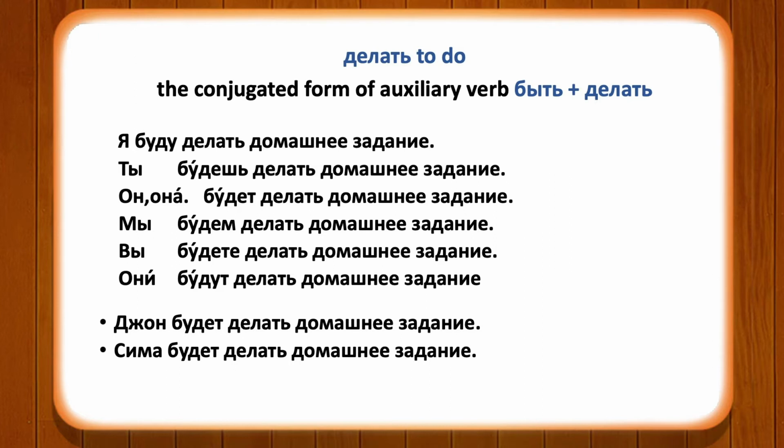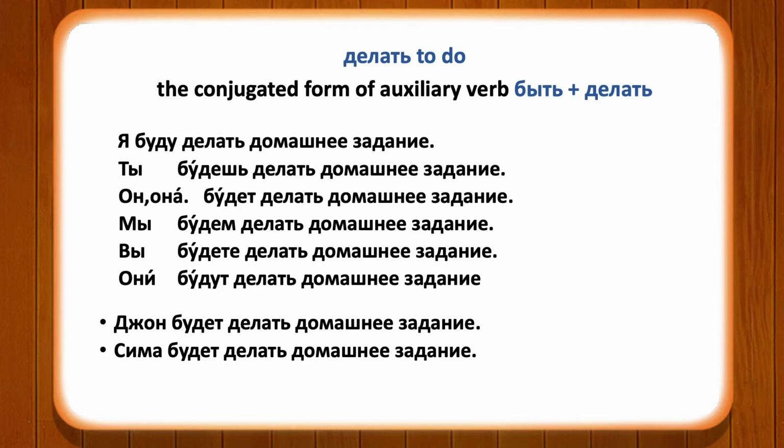Вы будете делать домашнее задание. You will be doing the homework or you will do the homework. Они будут делать домашнее задание. They will be doing the homework or they will do the homework. John будет делать домашнее задание. It means John will be doing the homework or John will do the homework. Seema будет делать домашнее задание. John was on, so John будет, Seema она, Seema будет делать домашнее задание.